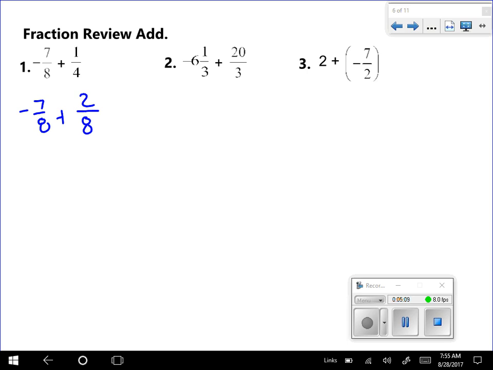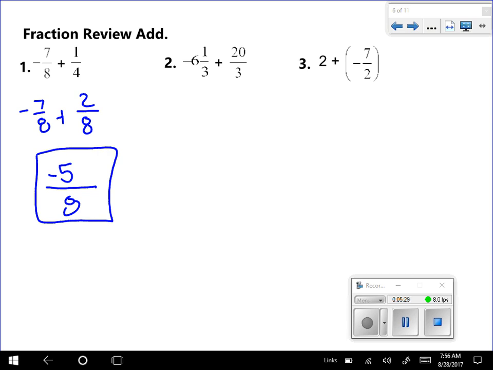I can look at my numerators and see what I can do from there. So negative 7 plus 2 is going to be 5. And that is going to be negative because they're different signs. I subtracted and I kept the sign of the larger absolute value. And then make sure it's simplified and I'm good.